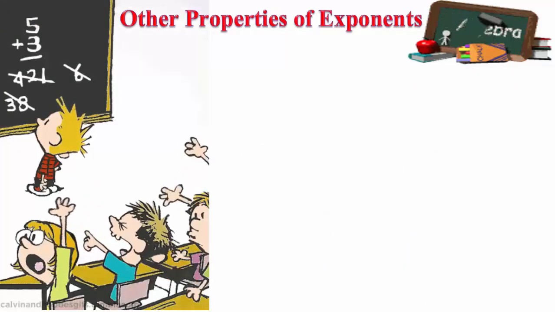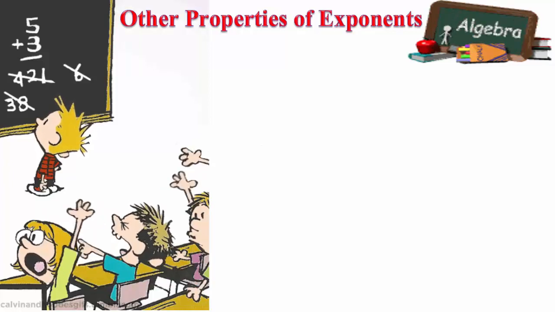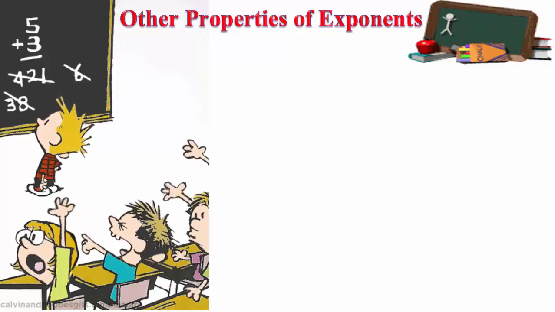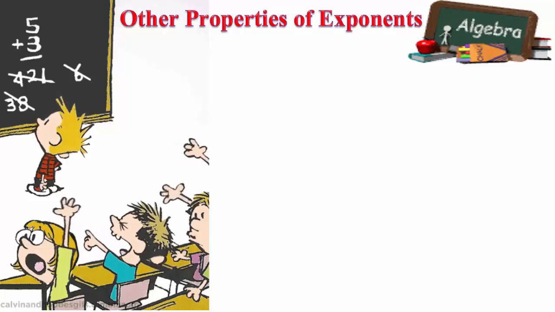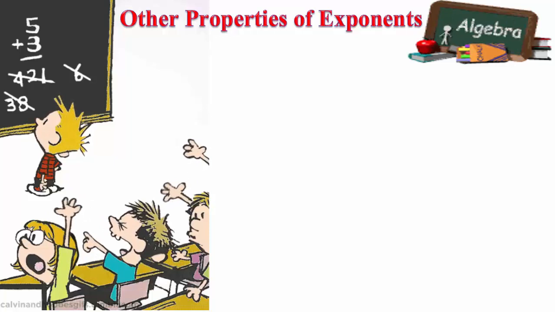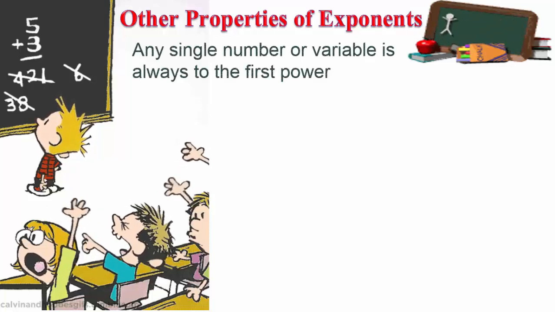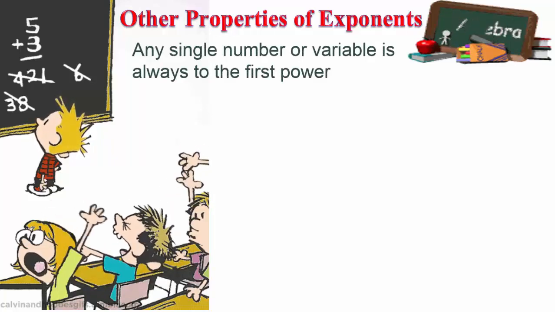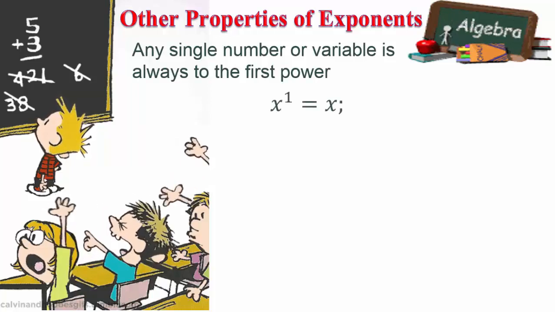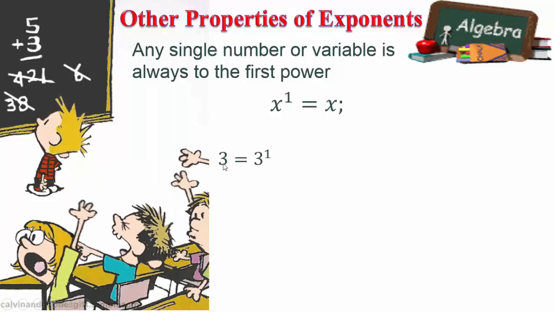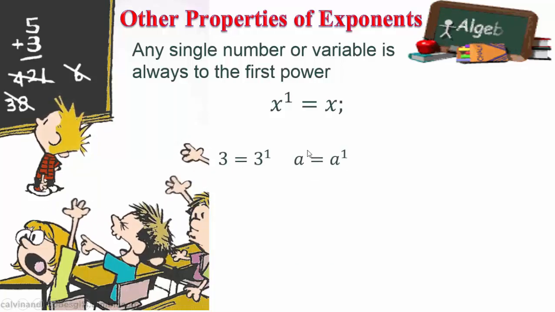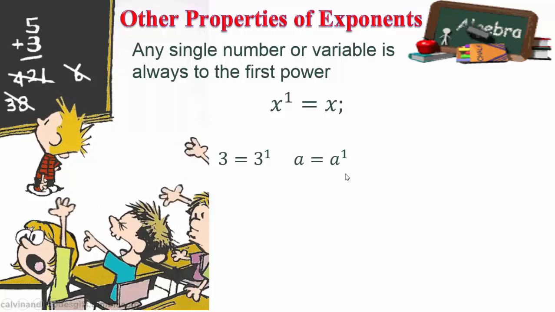So then there are some other properties of exponents, and these are things that you really should know when you're working out problems or examples that are a little bit more complicated, because this stuff comes up. So remember, any single number or variable is always to the first power, meaning that if we have just x all by itself, that assumes it's to the first power. So for example, 3 is really 3 to the first power, or a is really a to the first power.